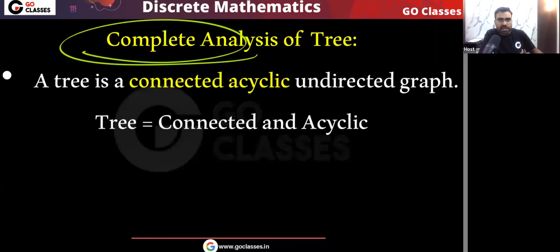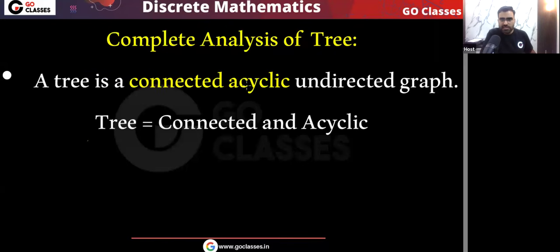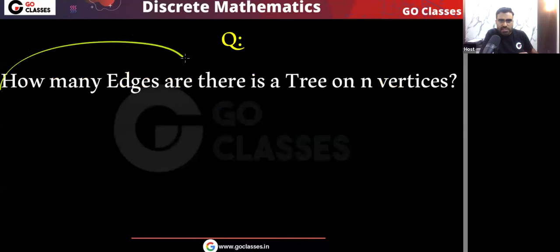Now let's do the complete analysis of tree. A tree is a connected acyclic undirected graph. I told you that in graph theory, a tree is an undirected graph that is connected and acyclic. So these two properties are very important. The tree must be connected and it must be acyclic. Tell me, how many edges will be there in a tree on n vertices?